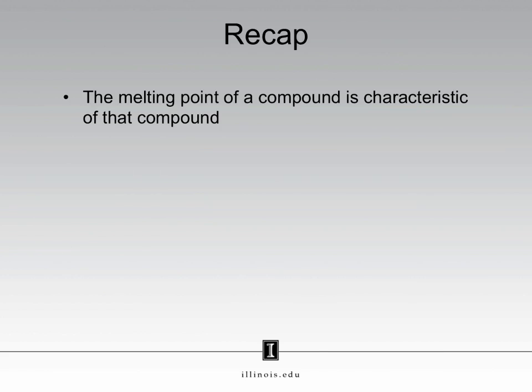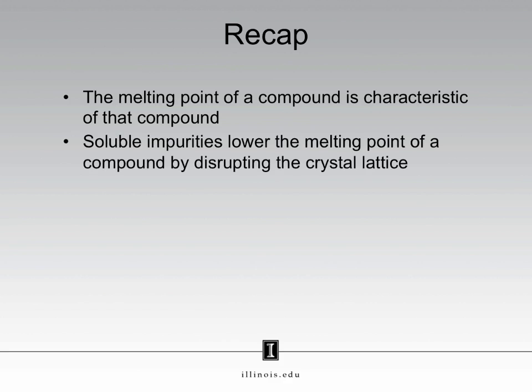To recap, the melting point of a compound is characteristic of that compound. No matter how many times you melt a sample of pure water, it will always melt at 0 degrees Celsius. Impurities can affect the melting point of a compound. Soluble impurities lower the melting point of a compound by disrupting the crystal lattice. Remember, this is only for soluble impurities. Insoluble impurities do not affect the melting point of a compound.